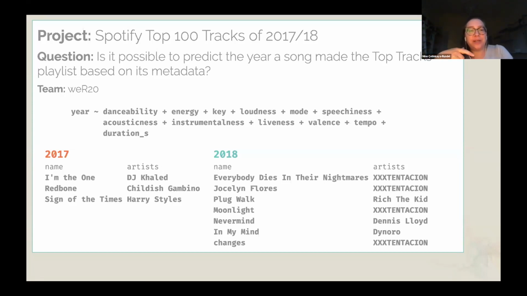So this team wanted to see, between the years 2017 and 2018, which at the time were the two most recent years, what were the songs that made the top tracks? Now, you can imagine that this wasn't actually the most fruitful exercise, because between 2017 and 2018, the music hasn't changed that much.